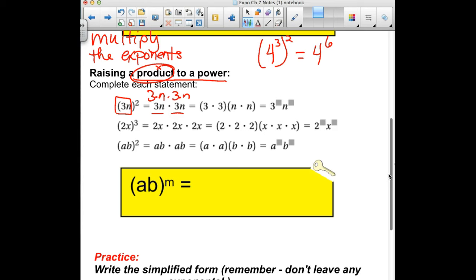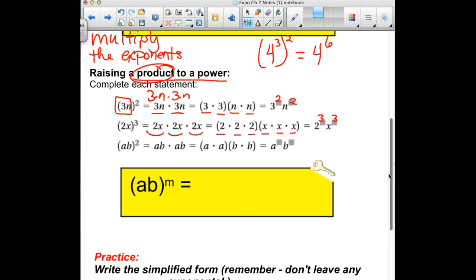So we can rearrange those things and put all 3s together first, and then our n's together in the second one. And that is the same as saying 3 to the 2nd power, we're multiplying it by itself, and n to the 2nd power. Our second example, we have 2x, that quantity being cubed. That means we have 3 of these products. We can rearrange them and put our 2's first. 2 times 2 times 2 is the same as 2 cubed. X times X times X is the same as X cubed.